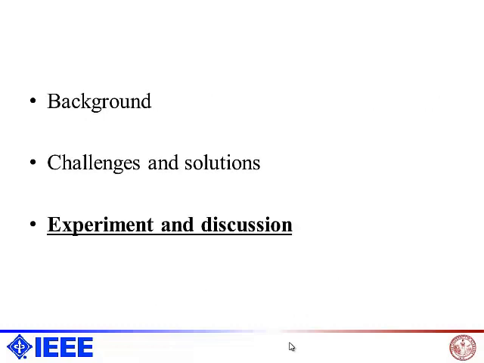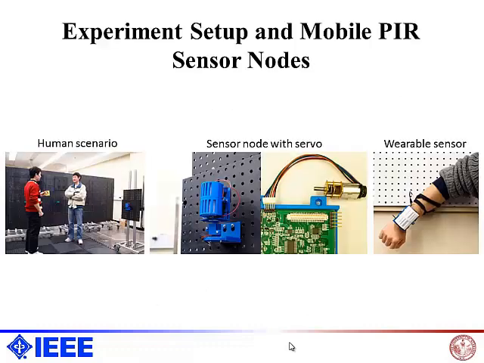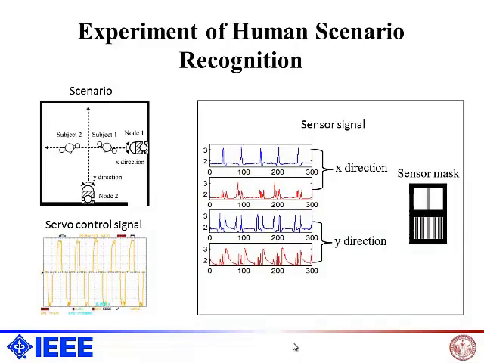Let's see the experiment results. This is our experiment setup and the sensor nodes. We did the experiment on counting 2 targets. The sensor mask we used has only 1 window. We use different masks to measure different situations. This one window can generate 1 peak for each target in 1 scan.